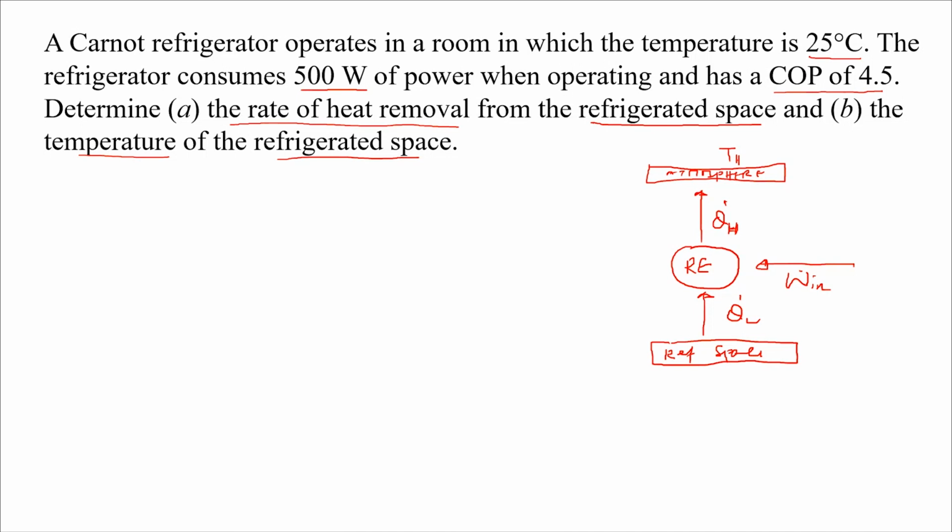So first find out the rate of heat removal from the refrigerated space. Sir, the heat Q dot L is 2250. Kilowatts or watts? Watts, sir. Good. And the second part, have you done the second part also? No, sir, not yet. Do you know how to do it? I'm thinking, sir. All right. Have 1 minute, try to think, and then we'll move on towards the solution. Sir, temperature 383 Kelvin.